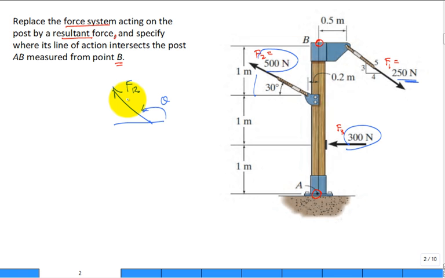So you want to place it somewhere where it intersects the line from B down toward A. Let me see if I can draw that a little better. B down toward A, and maybe we'll call that point where we would apply that resultant force on this system F_R, with that orientation theta. We would call this distance from B toward A maybe x measured from B, x_B.